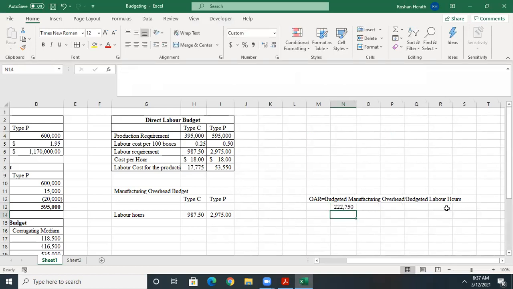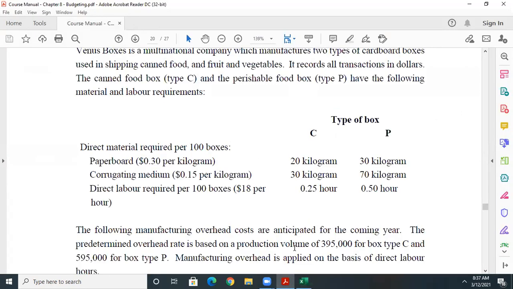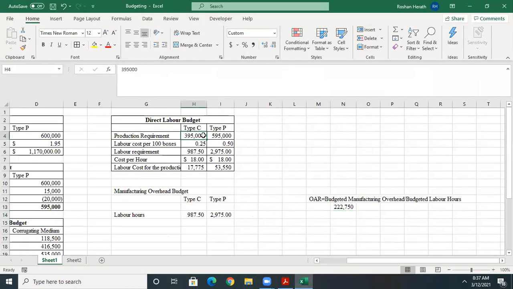Then what are the budgeted labor hours? The question says that you need to take it based on the number of production. You need to produce 395 from box type C and 595 from box type P. So in fact, if you go to the question, we have done the labor requirement based on that much of production.